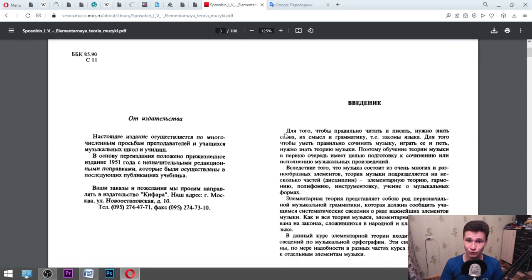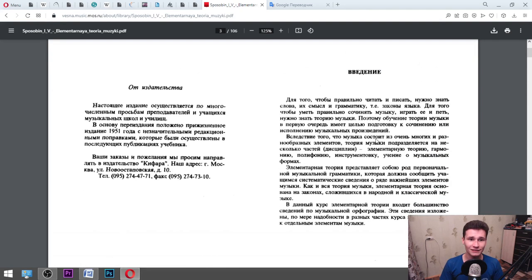If we translate it, we can read it or we cannot. Let's try to start. Для того, чтобы правильно читать и писать, нужно знать слова, их смысл и грамматику, то есть законы языка. Для того, чтобы уметь правильно сочинять музыку, играть ее и петь, нужно знать теорию музыки. Let's translate it. For the purpose to read and write, you need to know words and their meaning and grammar. То есть is an abbreviation; законы языка means laws of language.